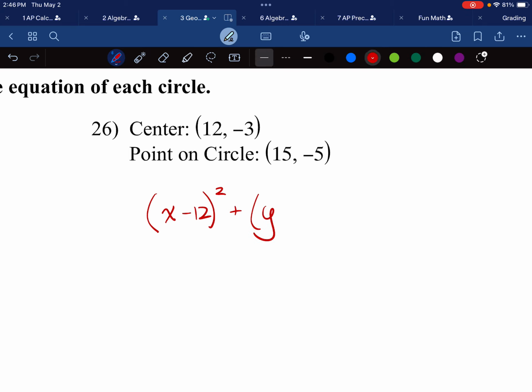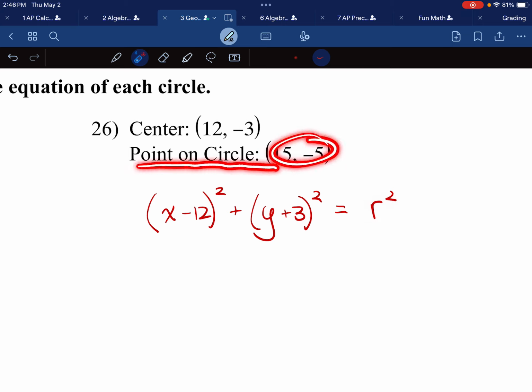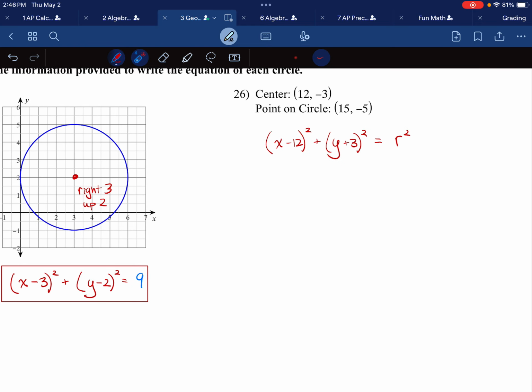Okay, normally you'd think, oh, you go minus 3, right? You do the opposite of that, and you do plus 3 squared, and that's going to be equal to your radius squared. I'm going to leave it radius squared for now because we don't know what the radius is, but we know this other bit of information. Hey, this is a point on the circle, so this is where the picture comes into play.